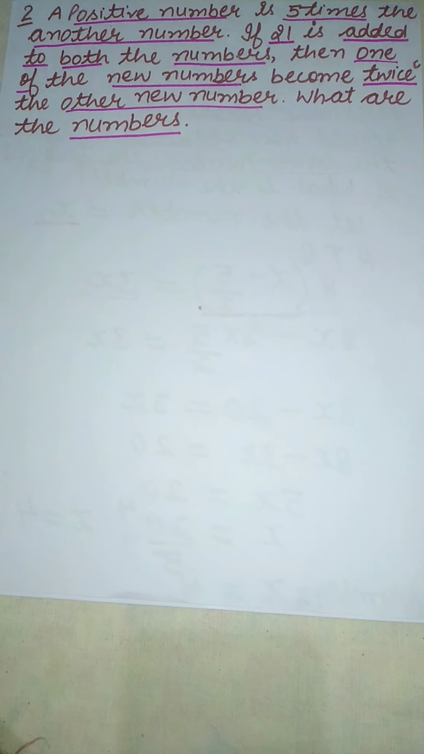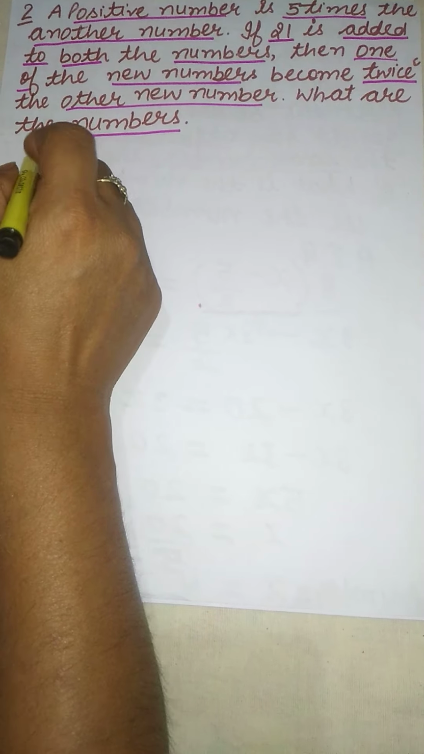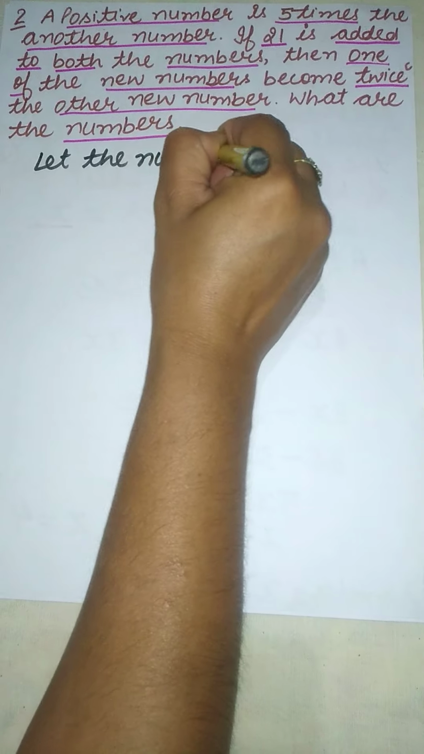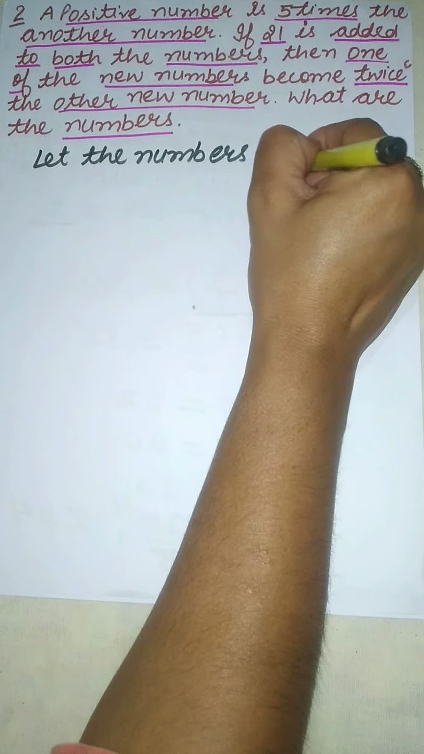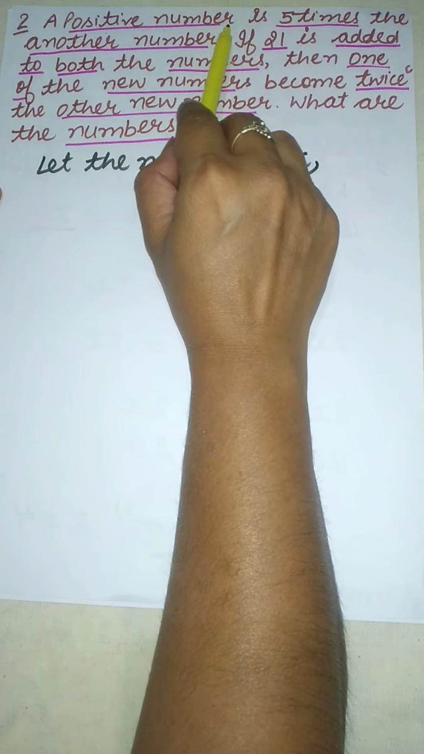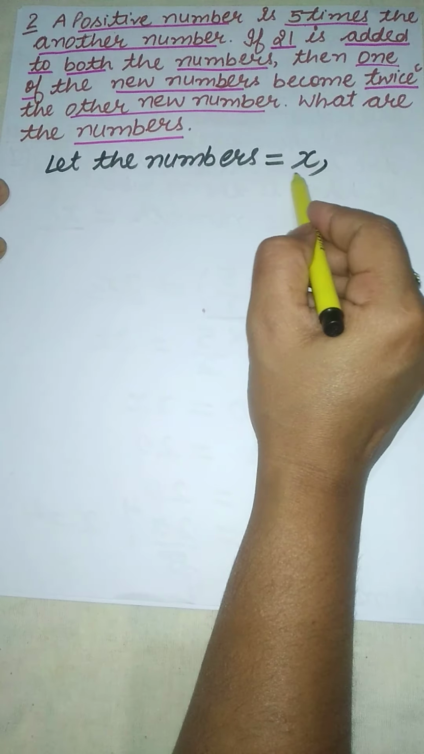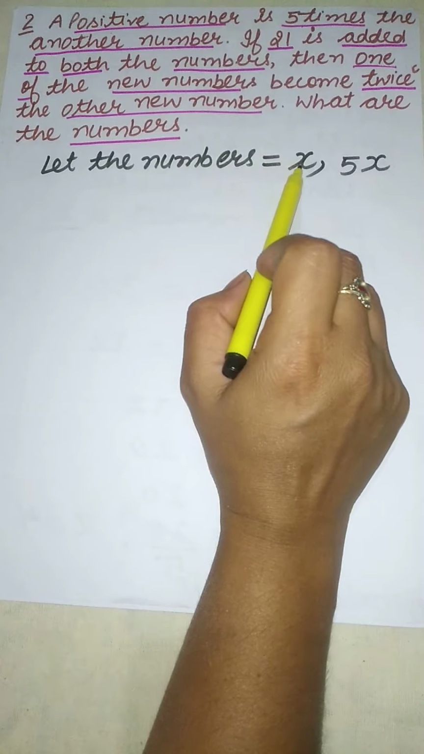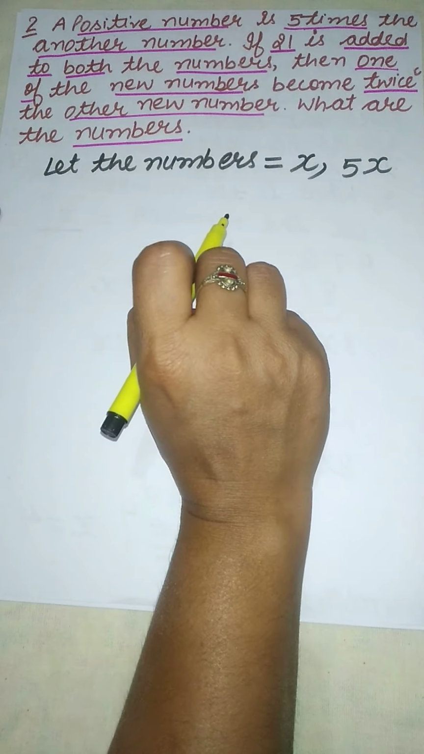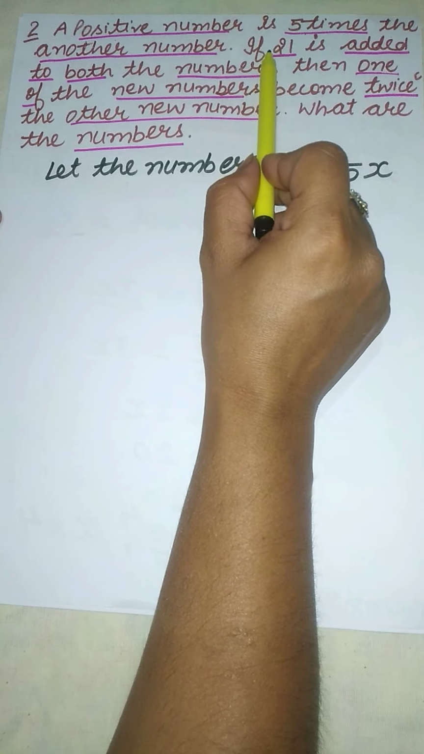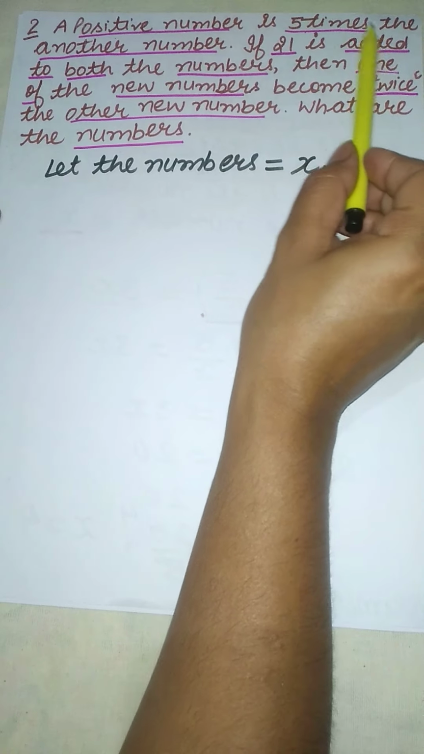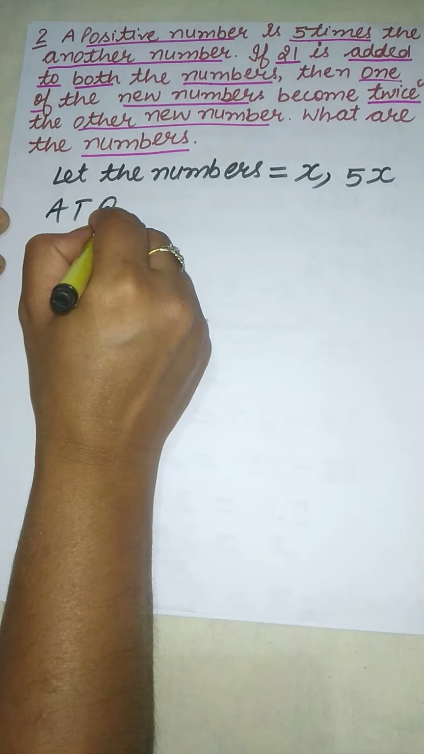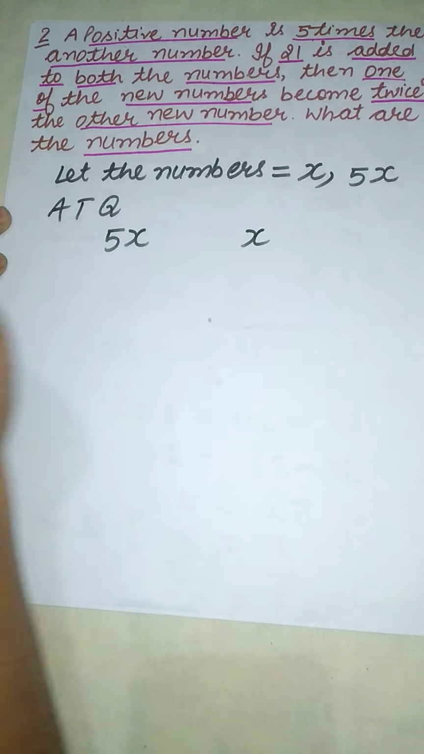Now the given question is a positive number is 5 times another number. It means if I am taking one number as x, then the other number is 5 times this x. It means it will be 5x. So we take the two numbers as x and 5x. Now according to the question, if 21 is added to both the numbers.